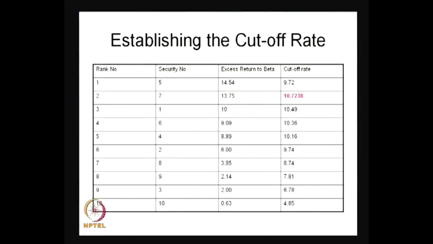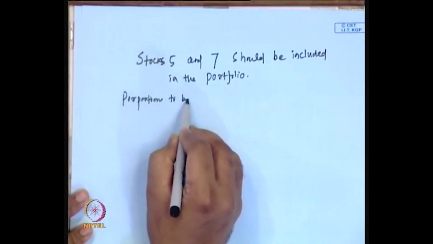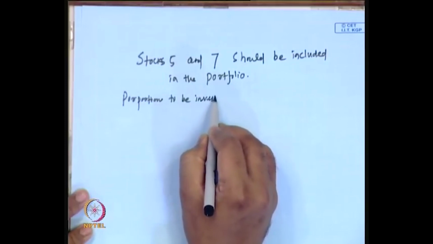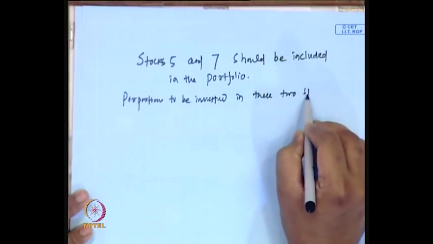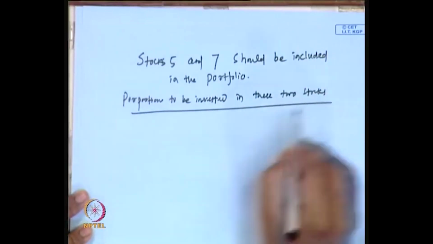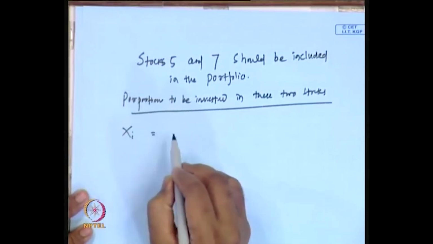So for this, Sharpe has given a formula. There are different ways, but Sharpe has given the logic of how this allocation of the funds can be made. Then what Sharpe said is what proportion should be invested in these 2 assets, these 2 stocks. So how did he decide? He said that you calculate this proportion in this way.